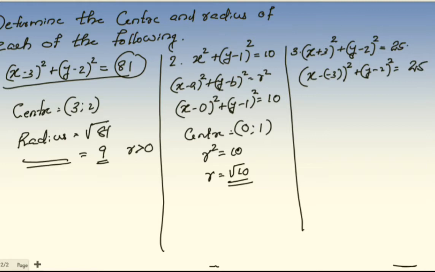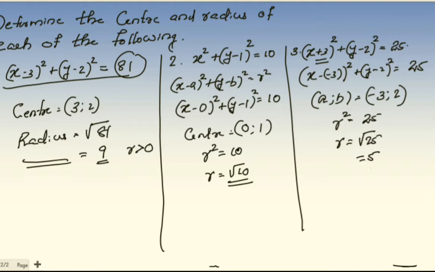Now this question is very simple. So the center (a, b) is the same as what? Minus 3 and 2. So in general, if you see plus there, don't take 3 as the x value of the center. You have to take minus 3, right? Then r square is equal to 25. Therefore, r is equal to square root of 25. Answer is 5. Is it clear? So this is a very simple question.